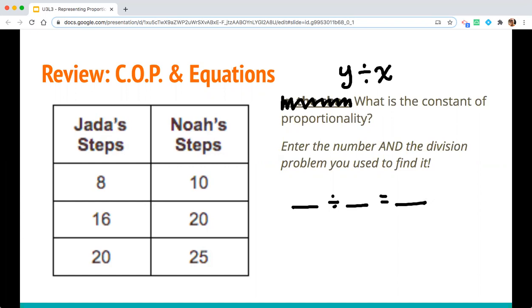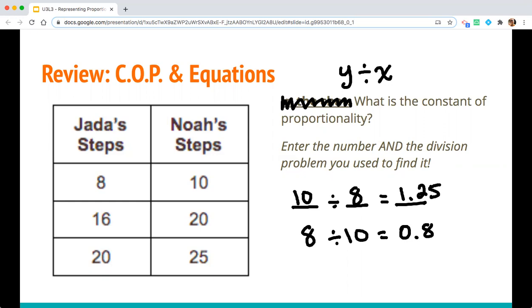So depending on which person you thought of as x, you probably got one of two answers. So you could have thought of Jada as x and Noah as y, which might lead you to do something like 10 divided by 8, which would give you 1.25. But you may have thought of Noah as x, in which case you would have done 8 divided by 10, which equals 0.8. Right now, with the information we have, both of those are correct.